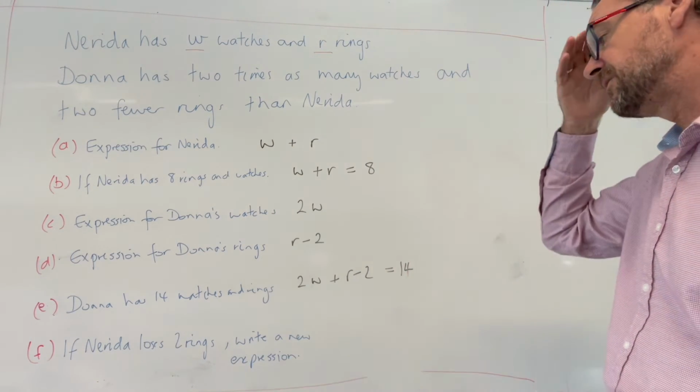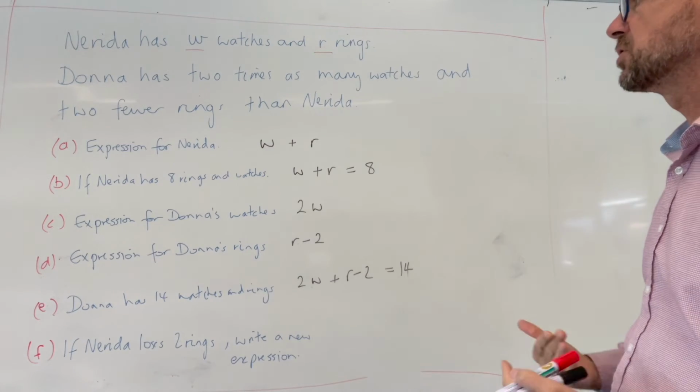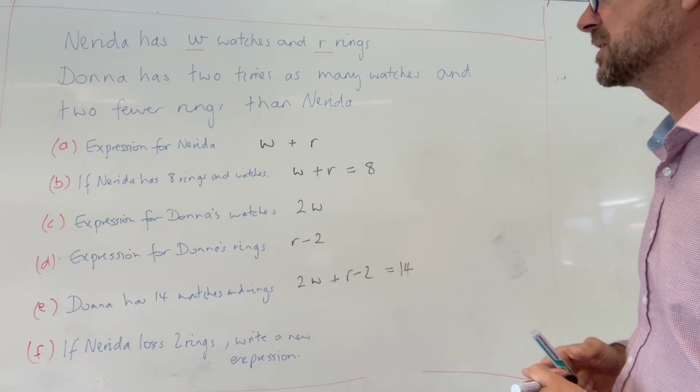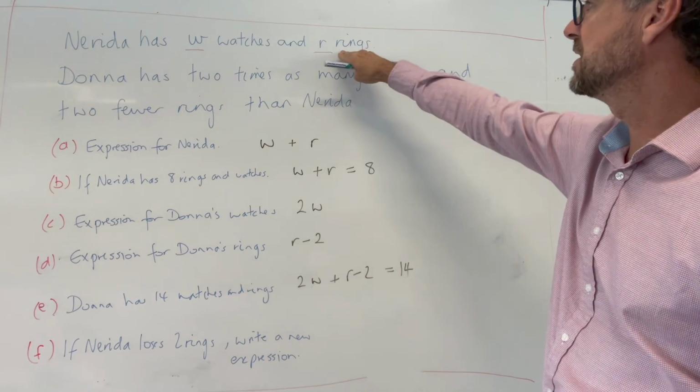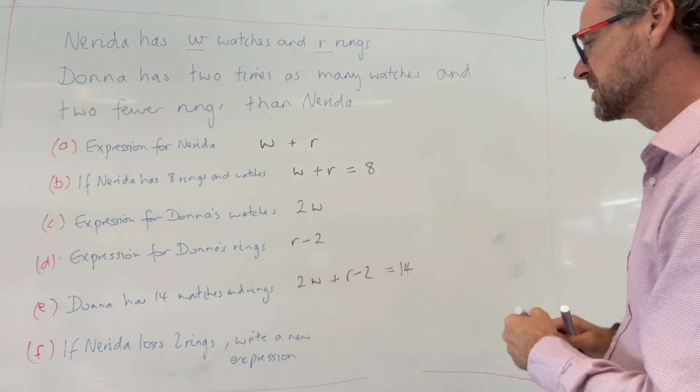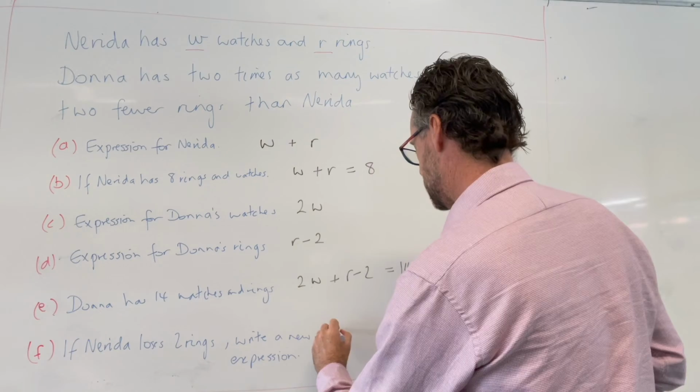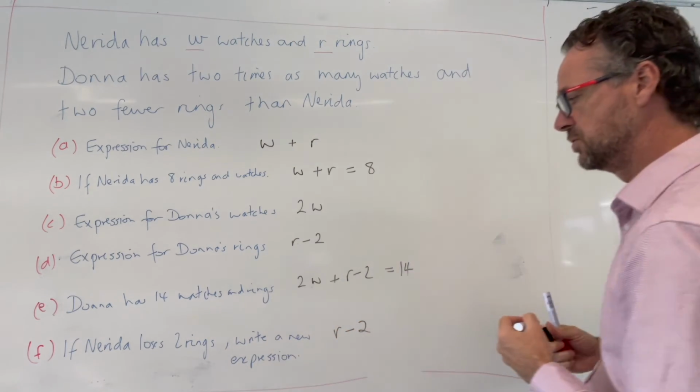And then finally, if Nerida loses 2 rings, you've got to write a new expression, okay? So if Nerida loses her 2 rings, so we go up here and we go Nerida loses her rings, so that'll be R, okay? So then that will become R minus 2, okay?